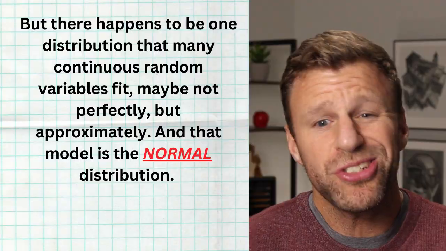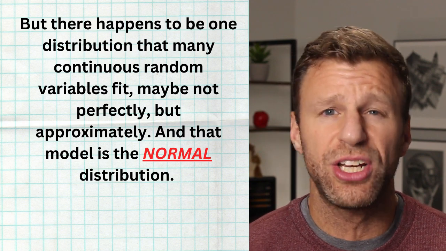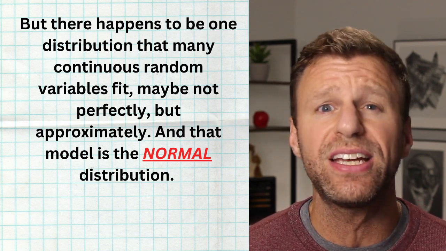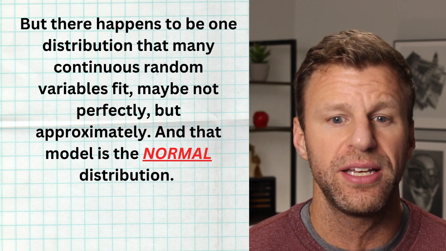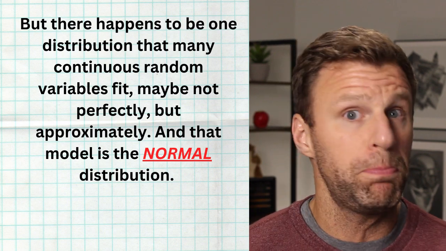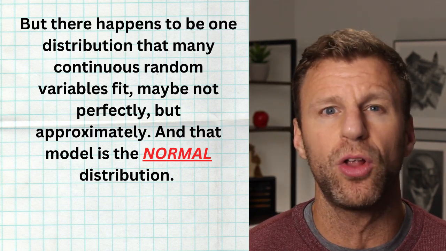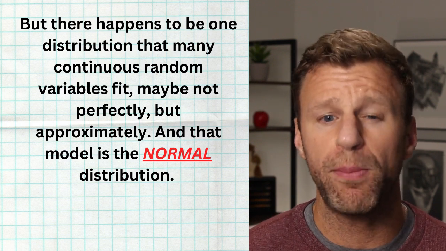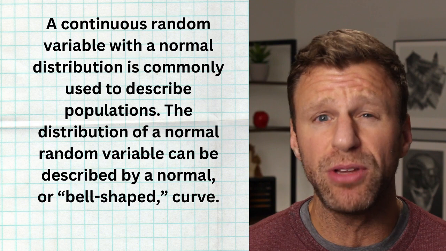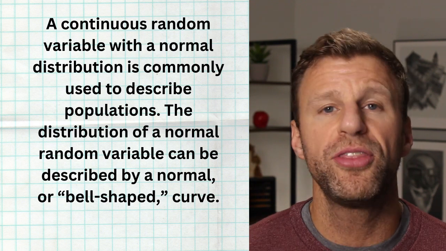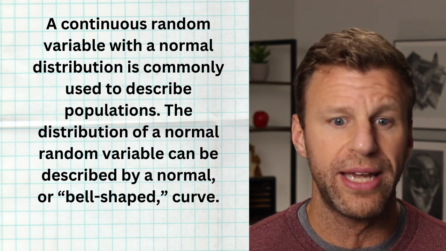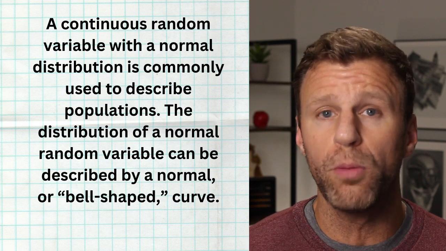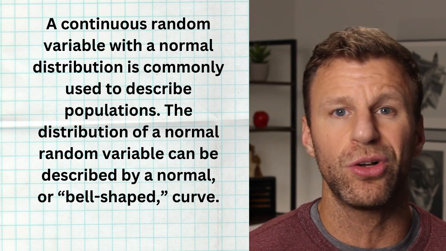Now, density curves come in all shapes and sizes, but there just so happens to be one density curve, one distribution that many continuous random variables fit. Maybe not perfectly, but approximately, and that model is the normal distribution. A continuous random variable with a normal distribution is commonly used to describe populations. The distribution of a normal random variable can be described by a normal or bell-shaped curve. It would kind of look like this.